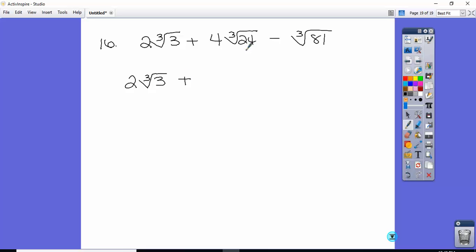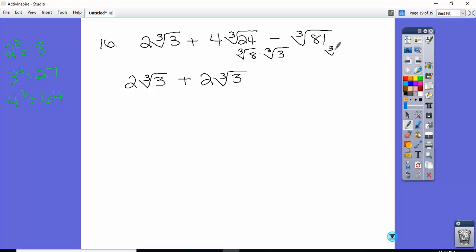Okay, cube root of 24. I need a perfect cube to break that into. When I say perfect cubes, think about 2 to the third is 8, so 8 is a perfect cube. 3 to the third is 27, so 27 is a perfect cube. We could break that into 8 times 3. Cube root of 8 is 2, so we get 2 cube root of 3.